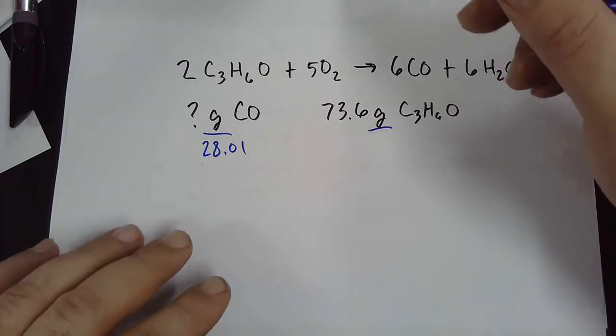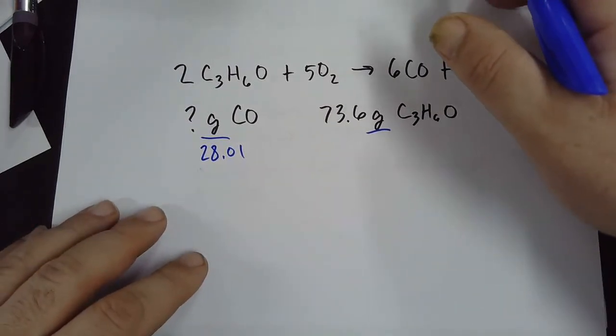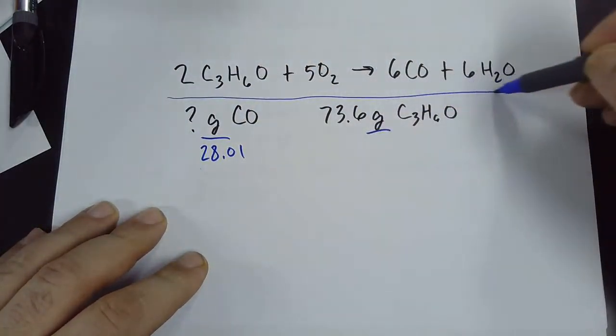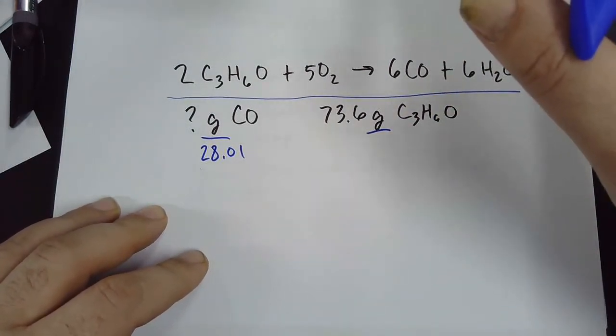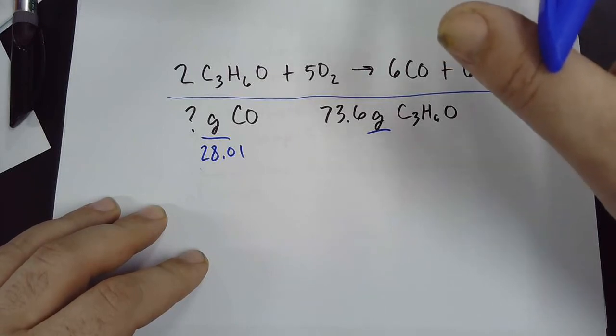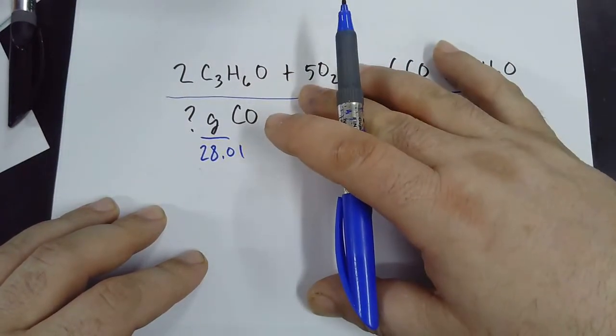Remember, what's the first step of a stoichiometry problem? You have to have the balanced equation. So I just gave you the balanced equation. You don't have to write it unless you want to write it in your notes for something to refer to, but I'm going to do the work on here.